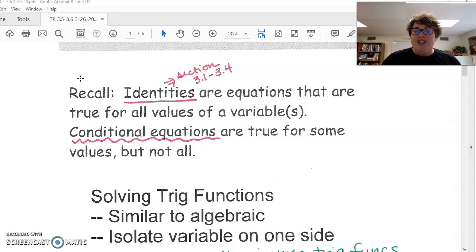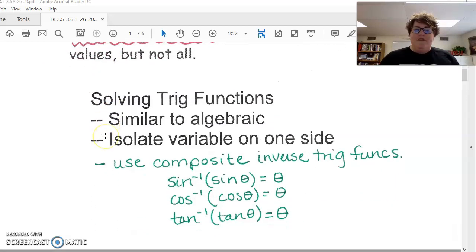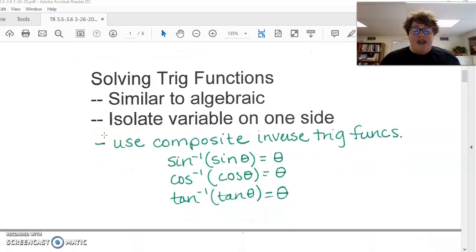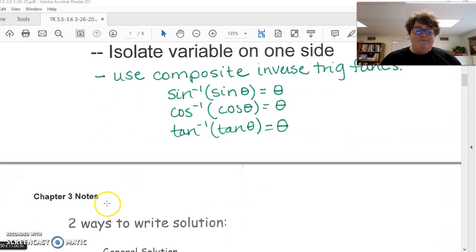What we want to look at today is conditional equations. Conditional equations are true for only some values, not all of them. So this is like solving a linear equation in college algebra. x equals 5. 5 is the only thing that makes it a true statement. Solving trig equations is very similar to algebra. We're going to isolate our variable or our trig function on one side, everything else on the other side. And what we're going to use to get our variable out are the composite inverse trig functions that we learned about in the last section, 3.5, and I've listed them below. Once you take the inverse of a trig function, you get out that angle, and that's what we're going to use to do that.